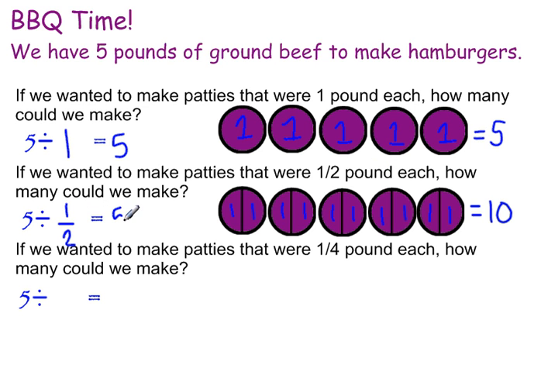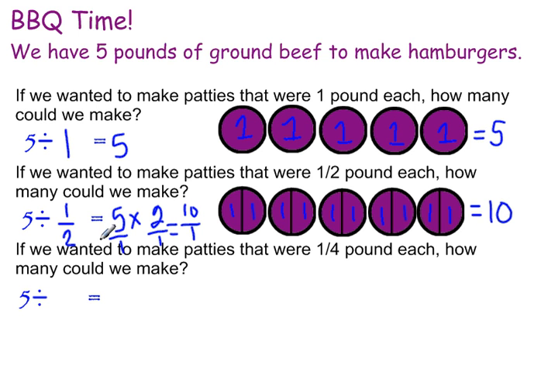Here's what it looks like doing keep, switch, reciprocal. And I'm going to turn this into a fraction as well. 5 times 2 is 10. 1 times 1 is 1. My answer is 10. I can make 10 burgers that way.